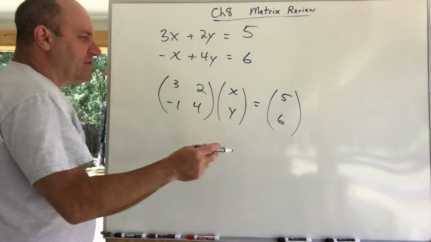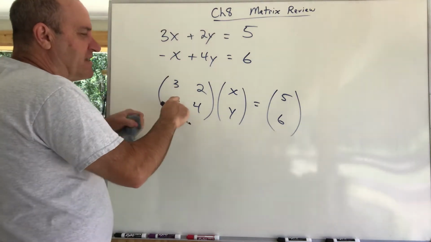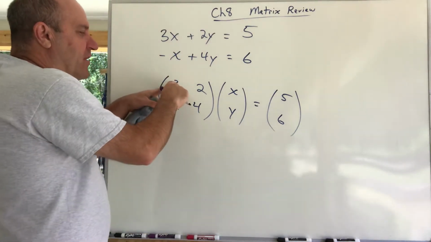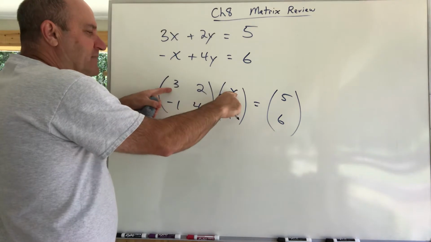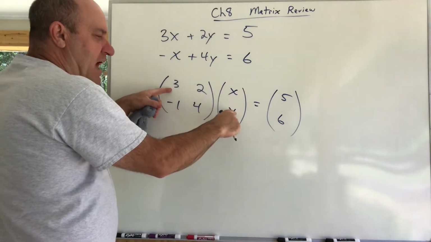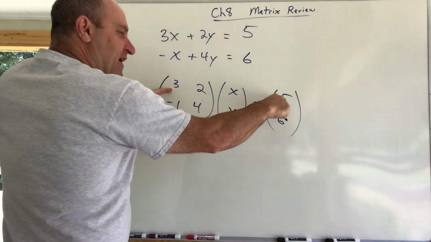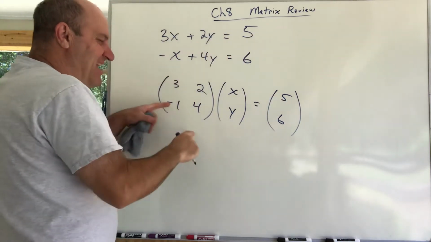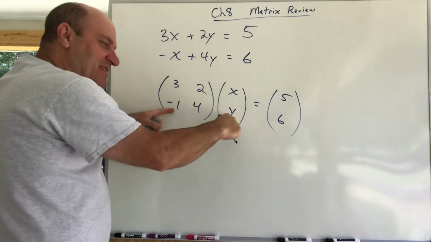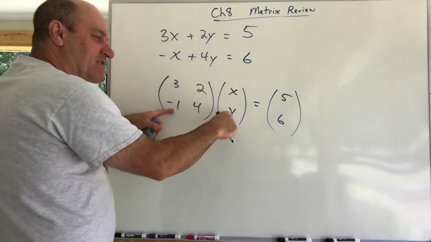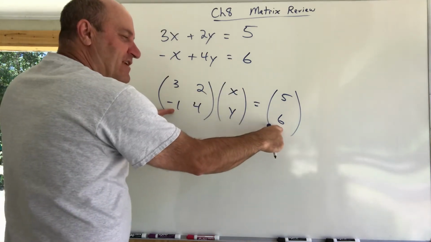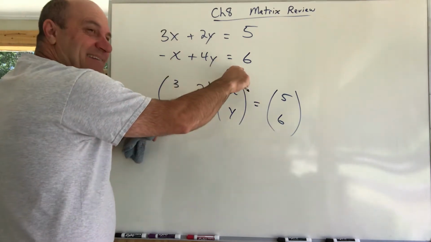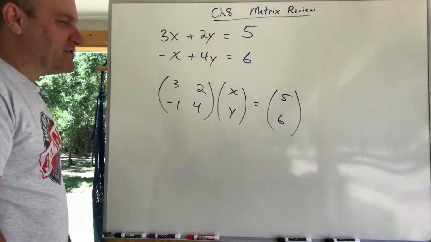Anyway, do you understand that if I multiplied this, if I applied those rules, 3 times the x plus 2 times the y has to equal that entry 5, which is what this says, 3x plus 2y equals 5. This row times this column, the negative x plus the 4y has to equal that entry, the 6, which is what that says. So I'm rewriting this in matrix form.